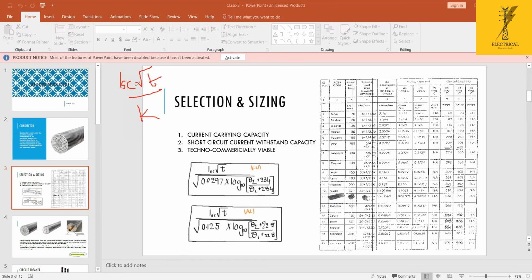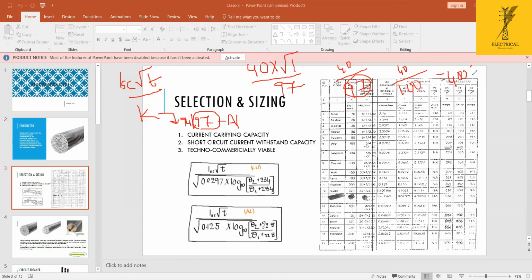Suppose we assume K as 94 or 97 as a factor for aluminum. For the time being, let's assume 97. I remember it's 97. So ISC, what is it for 220 kV? For 220 kV, the fault current is 40 kA. And how much time do you want it to withstand? I want the conductor to withstand for 1 second, then divide by 97. So 40 into 1, obviously 1, divided by 97. Just for simple calculation, I am assuming it as 100. So 40 by 100, so 400 square mm is the minimum requirement of the conductor to withstand this.